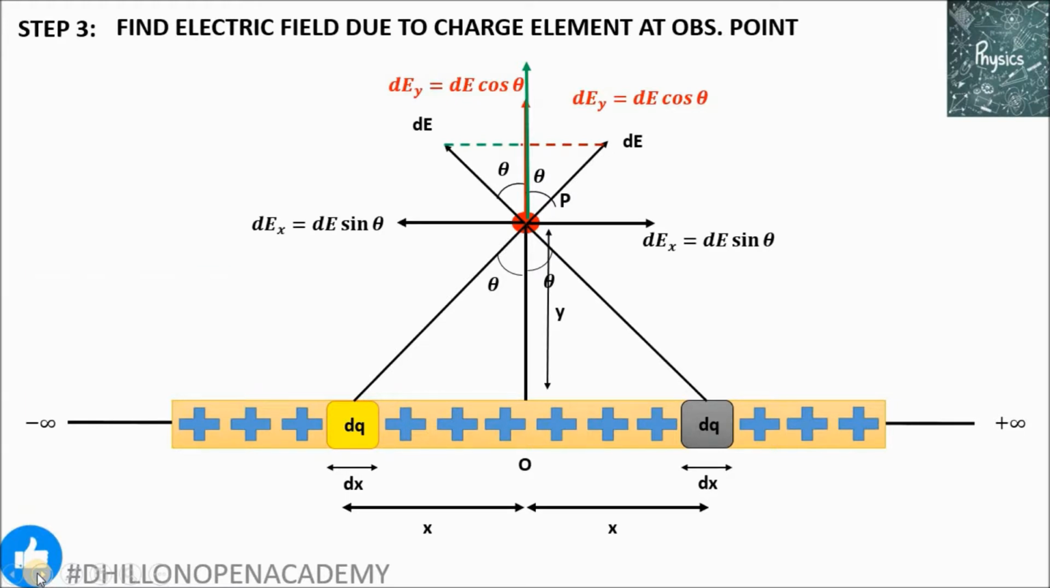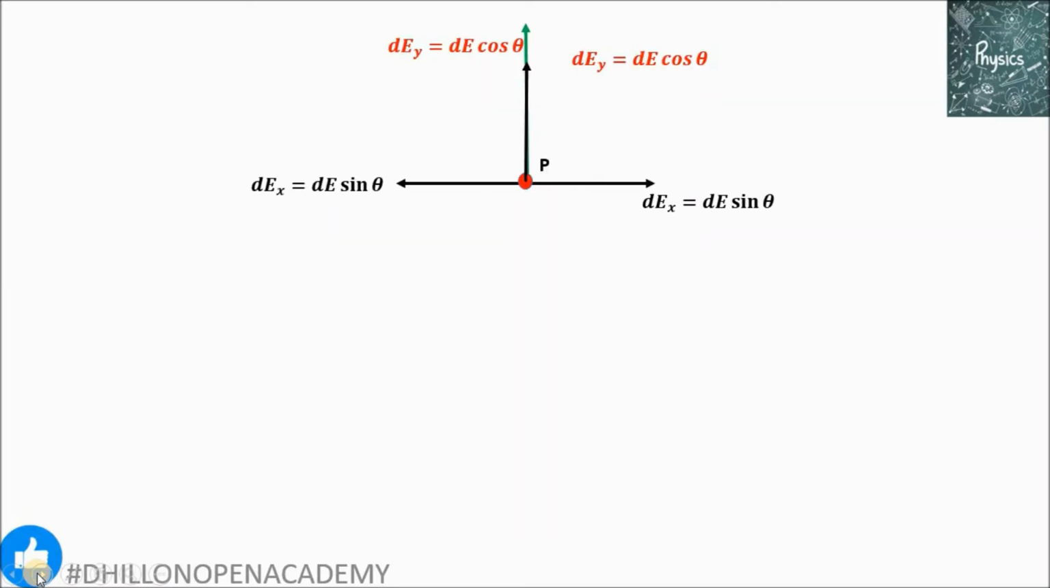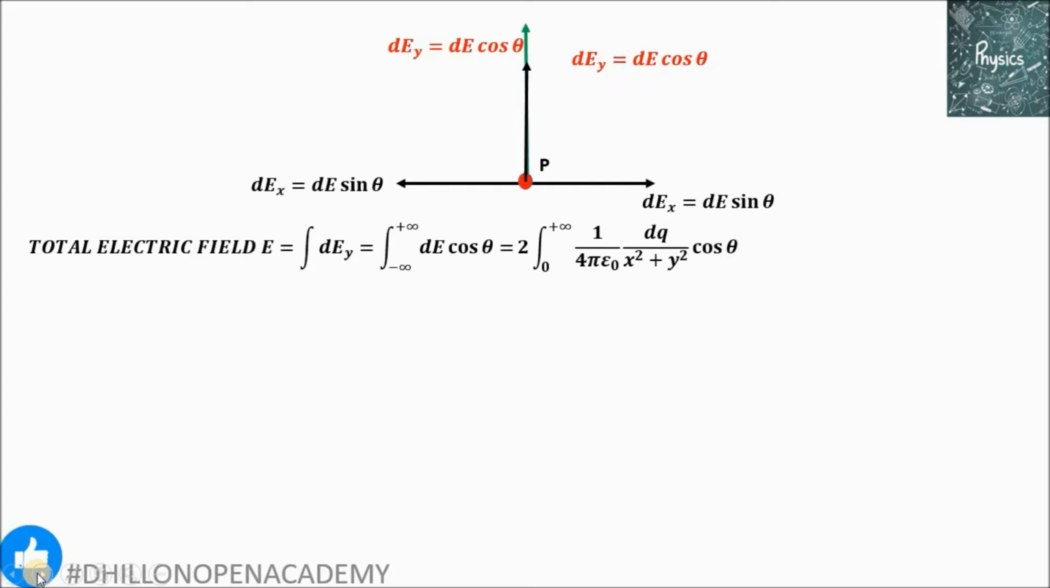So what will be the total electric field? For that we have to concentrate on this part. Here we have all the components in horizontal and vertical directions. You can see the horizontal components are exactly cancelling each other. It is only the vertical component dEy which is adding up, pointing in the same direction, to give the total field. So the total field is the integral of dEy, or the integral of dE cos theta, carried along the length of the wire from minus infinity to plus infinity.